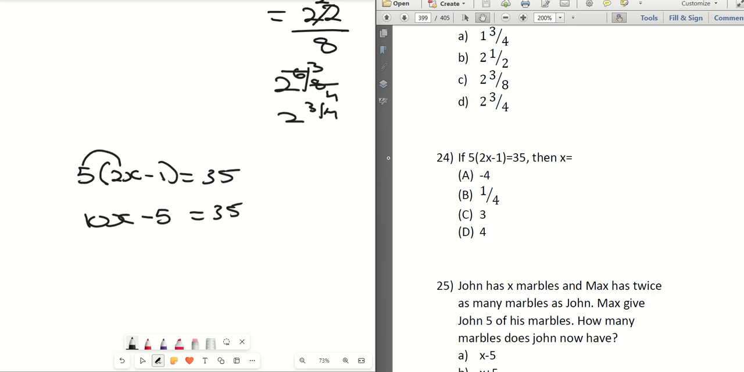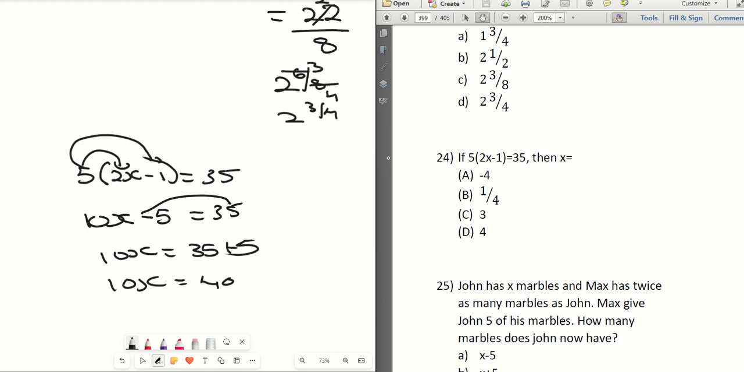How did I do that? That's 5 by 2x, that's 10x, and 5 by minus 1 is minus 5. Carry this across, that's 10x is equal to 35 plus 5, because the opposite of minus 5 is plus 5. So 10x is equal to 40. Before I even carry across, 10 by what would give you 40? 10 by 4, so you know the answer is 4. So the answer for number 24 is, again, B.